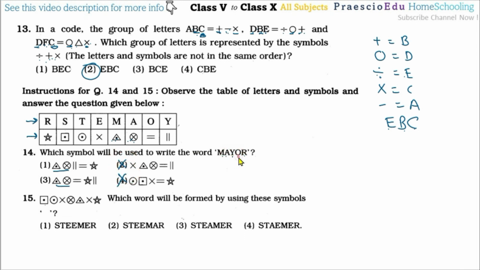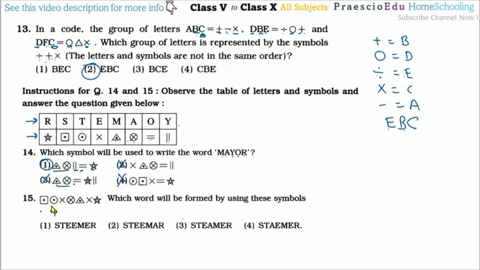Then Y and O. Y will be the third one, and O means this one at the fourth place. Option 3 is incorrect because of this difference shown. Option 1 is the correct one. Then at the last, R means this star-like shape. That is correct, so option number 1 is the correct one.